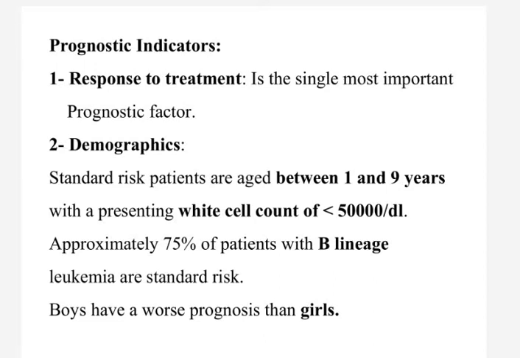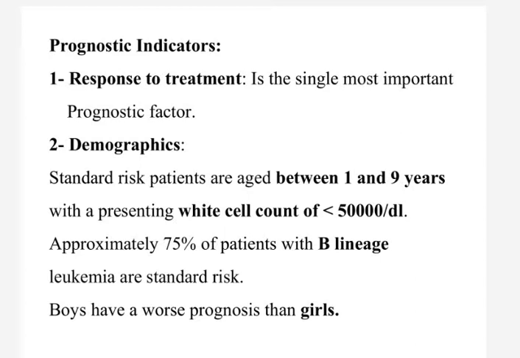Standard risk patients, meaning those who have a better prognosis, are aged between 1 to 9 years with a presenting white cell count less than 50,000. Approximately 75% of patients with B-line leukemia are standard risk. T cell is poor prognosis. Boys have worse prognosis.